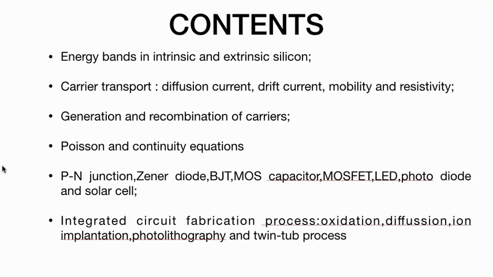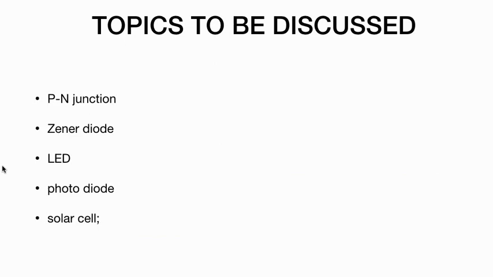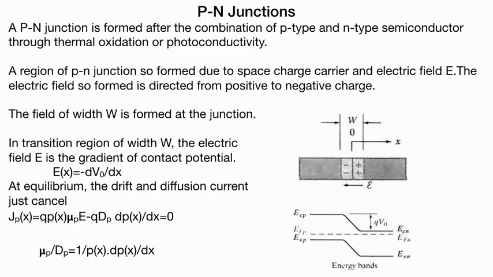Moving with the content of electronic devices: energy band diagram, carrier transport, generation recombination, Poisson and continuity, PN junction and other diodes, and the implantation process at last. In this lecture tutorial, we will discuss PN junctions in a diode, LED, photodiode, solar cell. Moving with our first topic, that's PN junction.